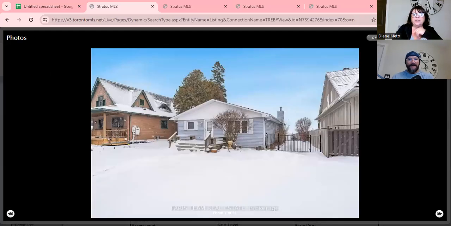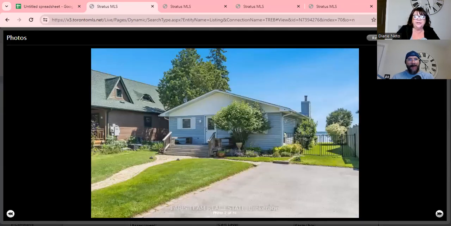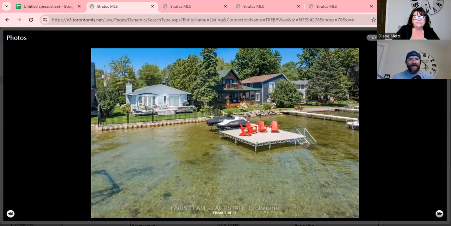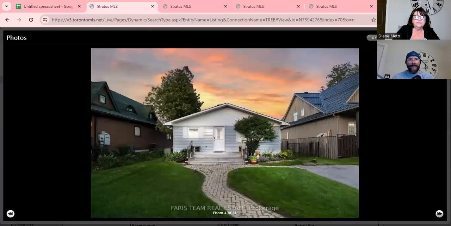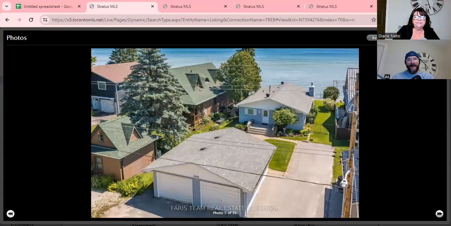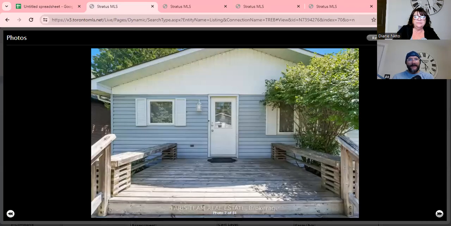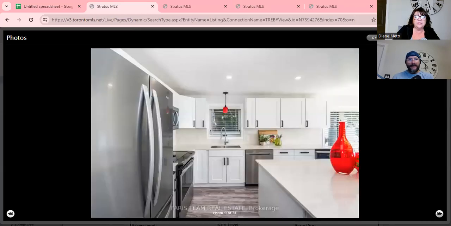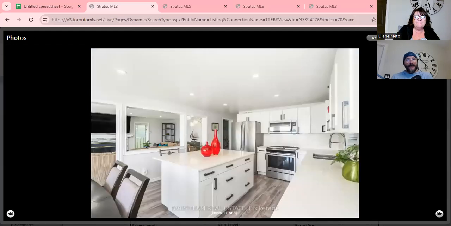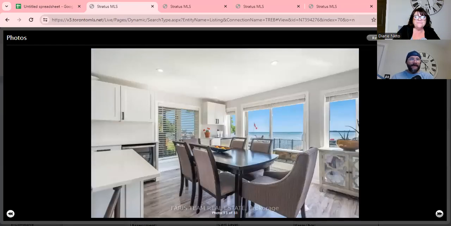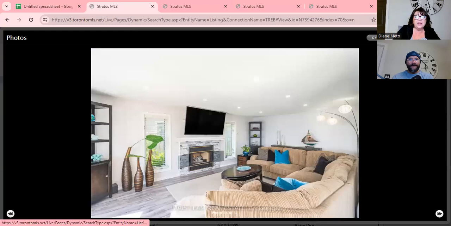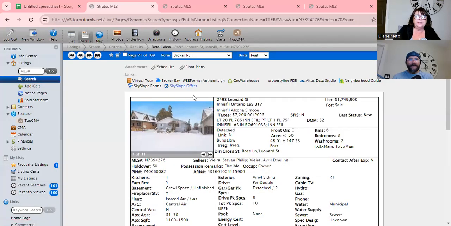Mark, look at this one, 1.749 on Leonard. I remember I saw it coming up. It's waterfront. Oh, I love Leonard. I love the street. But look how small it is. It's tiny. Yeah, he's going to get it though, as soon as this warm weather comes along. So it's been on the market 32 days. This is too early.